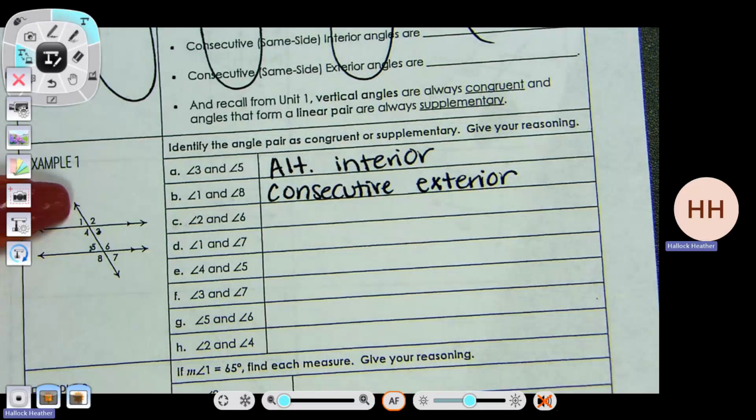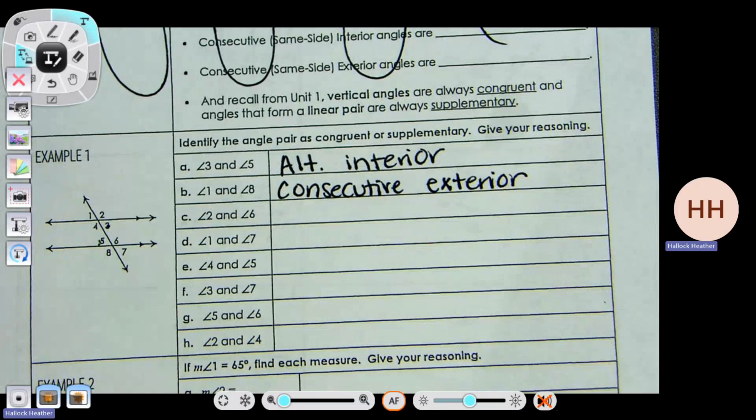So why don't you take a minute, try C and D. See if you can get C and D. If you feel super comfortable, you can keep moving, but at least try C and D.